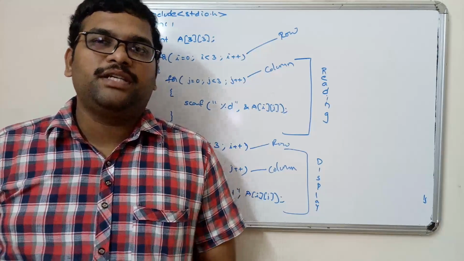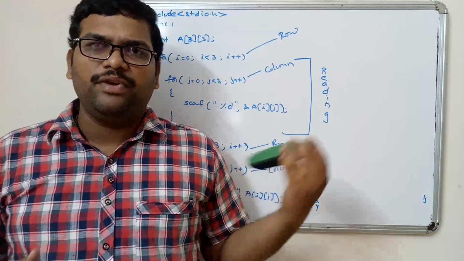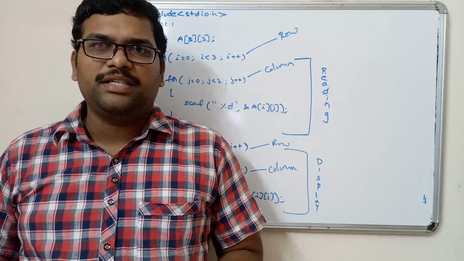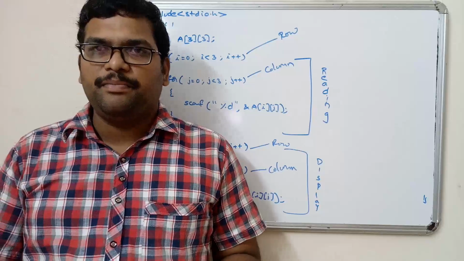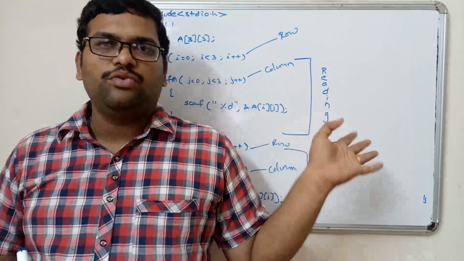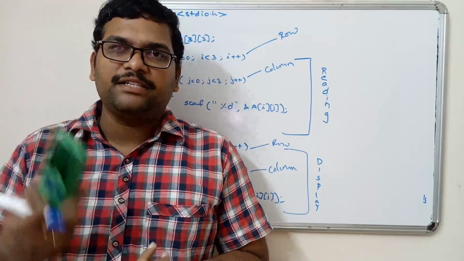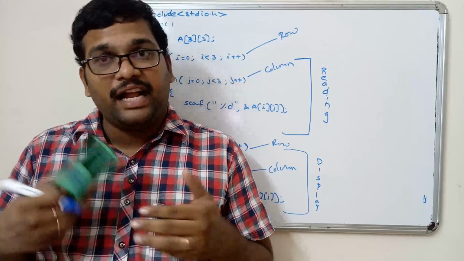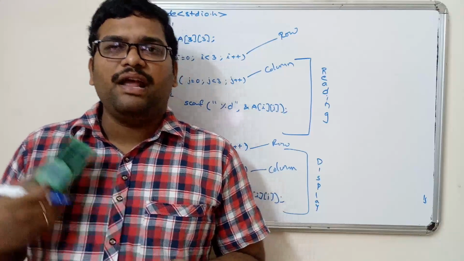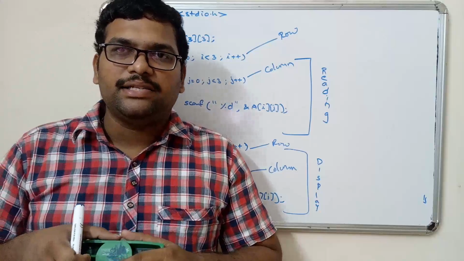So where will these two-dimensional arrays be used? Whatever tabular data we want to represent, we can go for a two-dimensional array. The best example is matrix representation. In all matrix applications we can use a two-dimensional array, for performing matrix addition, matrix subtraction, matrix multiplication, and transposing the matrix. For everything we can use the two-dimensional array concept.